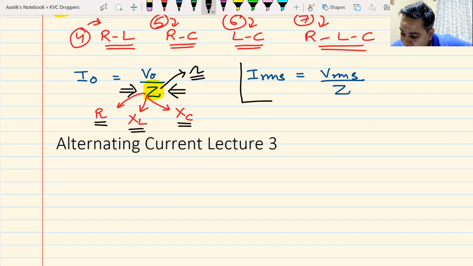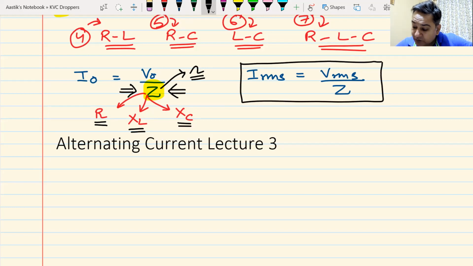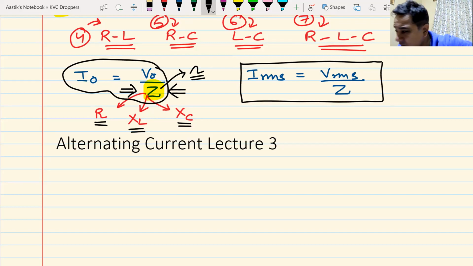And we know this result IRMS is VRMS divided by Z, or I naught will be equal to V naught divided by Z. In all the cases, in all the circuits that we are going to do, whether it's a pure resistive circuit, pure capacitive, pure inductive, or any combination like LR, RC, and LRC. I hope we all understand this.